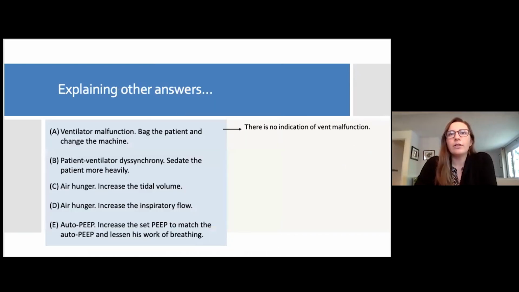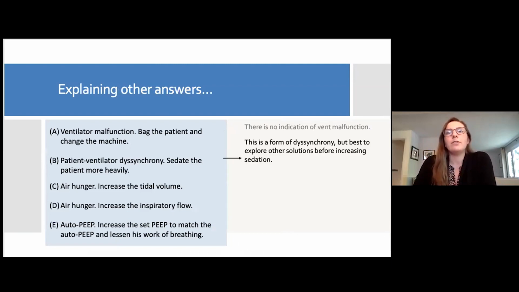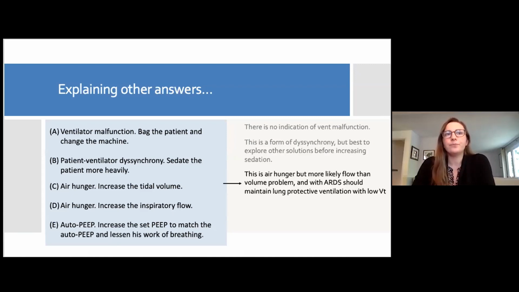So let's go through the other answers now that we know this. For answer A, there isn't any indication of vent malfunction to suggest that we need to change the machine. For answer B, this is true partially. This is a form of patient ventilator dyssynchrony. But sedating the patient should never be your first choice of action when you find that there's dyssynchrony. You should explore other solutions before increasing the sedation.